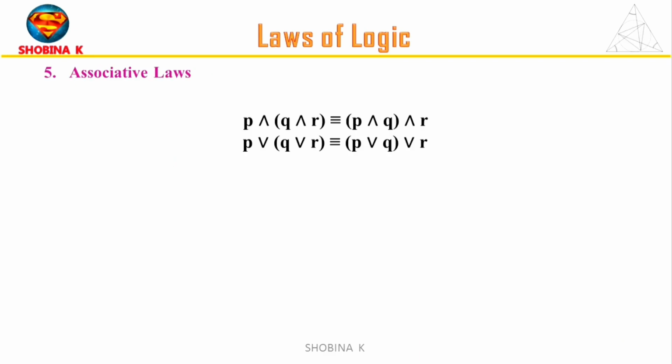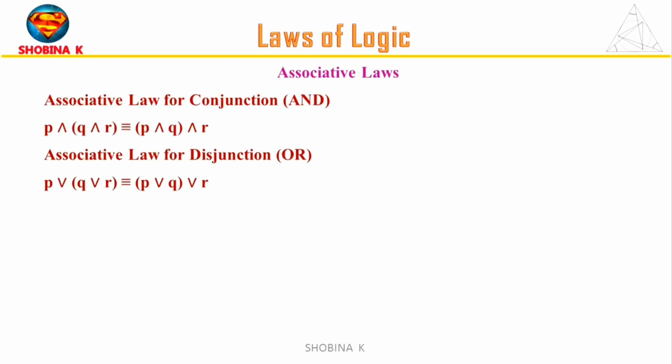Next up, we have associative laws. These laws describe how the grouping of propositions with the same logical operator does not affect the overall truth value. We have two associative laws. P and (Q and R) is defined as (P and Q) and R. This law states the conjunction of three propositions, and when we group them as either P and (Q and R) or (P and Q) and R, the result is the same truth value. The grouping of parentheses can be changed without affecting the outcome.